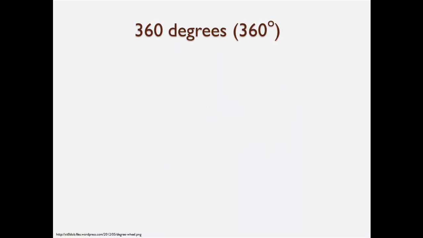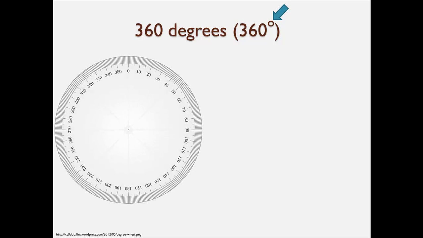360 degrees. Now this little circle that's written above and to the right, that's called a superscript. That little circle is the symbol for degrees. It just makes it easier to write. So here we have a circle that's divided into 360 degrees. The end of the diameters are shown, but not the inside part because that would just make it too busy.